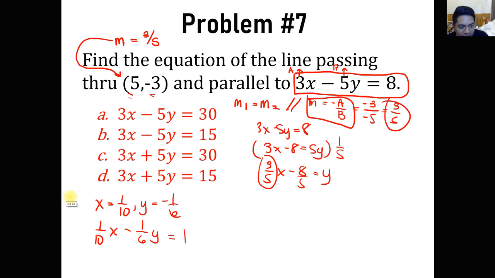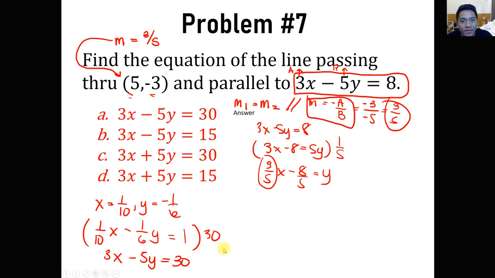If you multiply this by 30, because they will meet at 30 the soonest: 10, 20, 30, and 6, 12, 18, 24, 30. So 30 all over 10 would be 3x, minus 30 all over 6 would be 5y, equals 30. So 3x minus 5y equals 30, which happens to be letter A. Alright, so that is our answer for problem number 7.